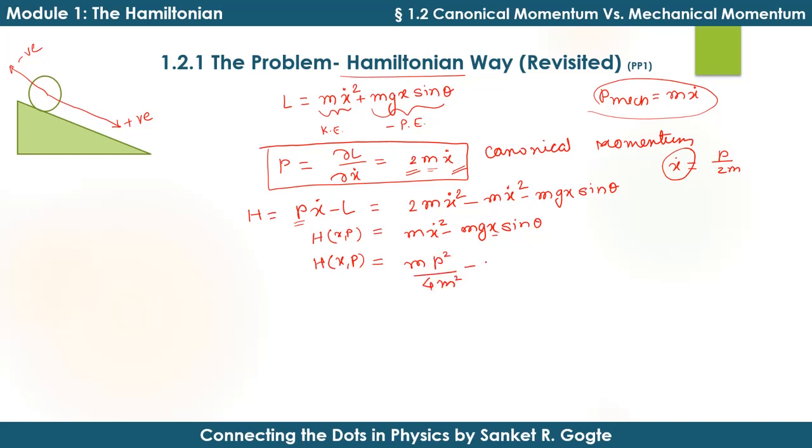minus mgx sine theta. This m and m get cancelled and we are left with p square by 4m minus mgx sine theta. So this is our Hamiltonian. H is equal to p square by 4m minus mgx sine theta.